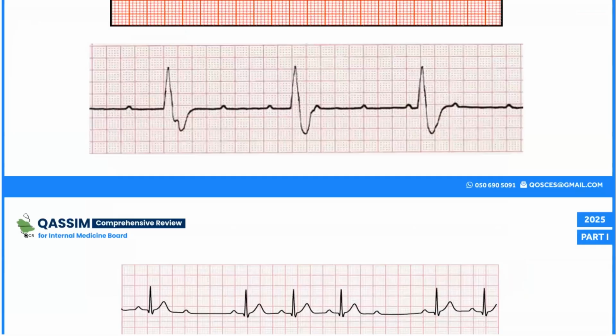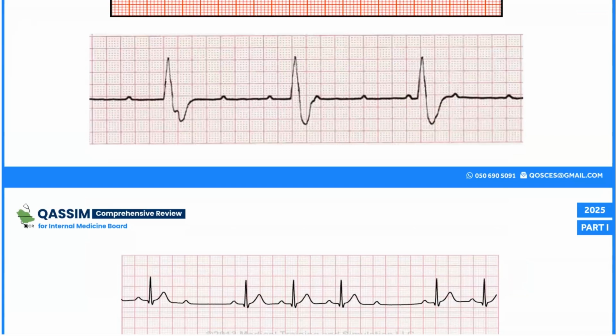This again applies to the same thing. Is this a progressively prolonged PR segment? Sorry, this is a fixed one. The first ECG rhythm shows a fixed PR segment, then a dropped beat. This indicates a Mobitz type 2, which can easily progress to a complete heart block. One of the indications for a permanent pacemaker is those with a Mobitz type 2 heart block.